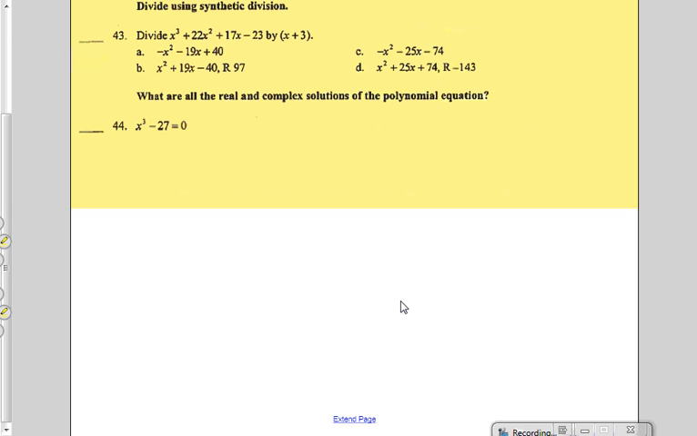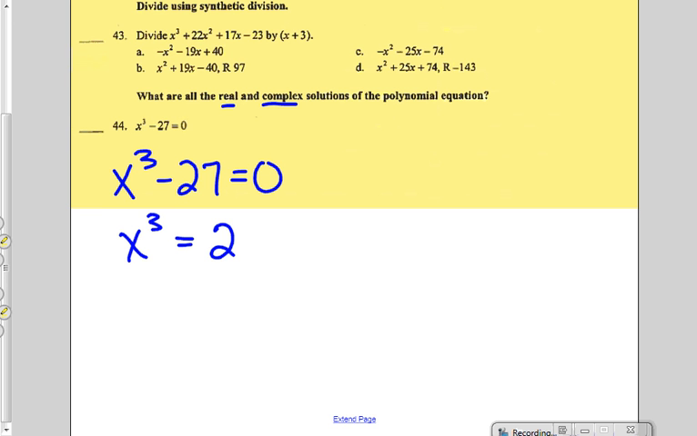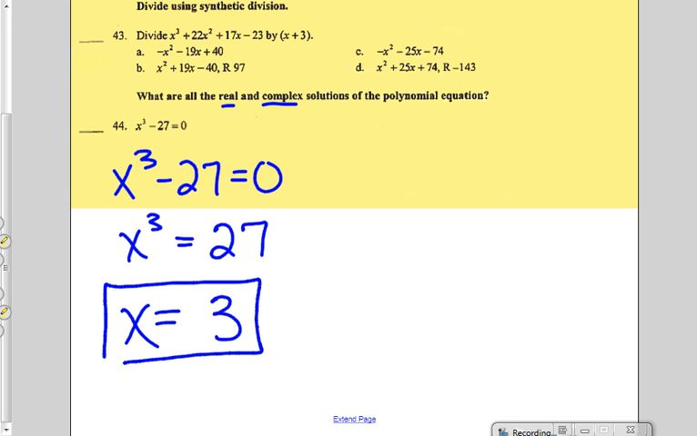We're going to solve number 44 using a couple of different methods here to find the real and complex solutions of this polynomial equation. The real solution is going to come from solving this the old-fashioned way. Add 27 to both sides, and then you take the cube root of both sides, and the cube root of 27 is 3. So the real solution to this problem is x equals 3. The other two solutions are likely going to be complex.